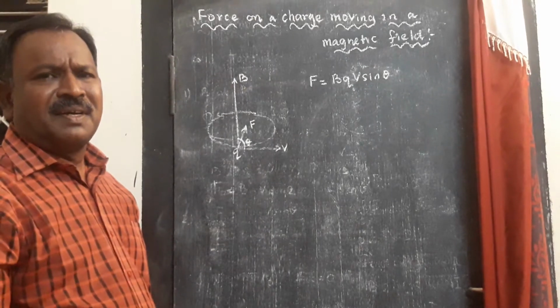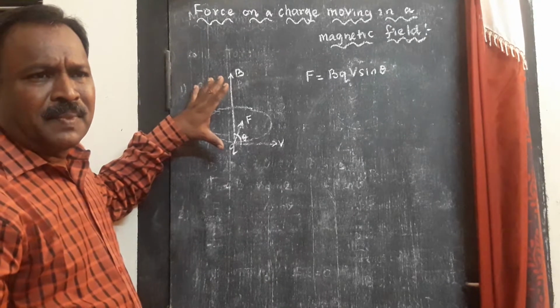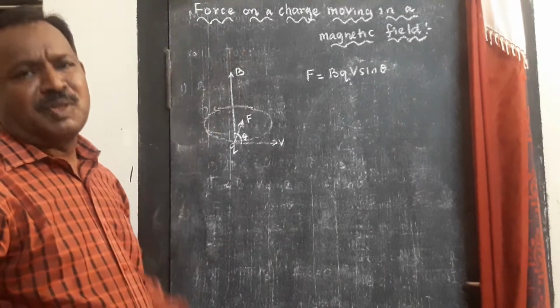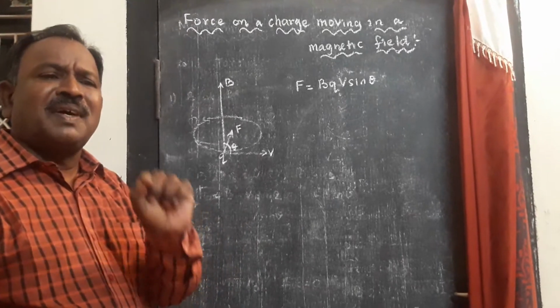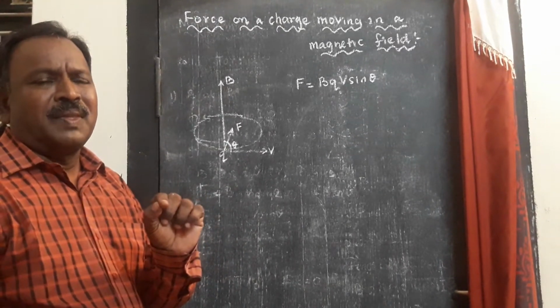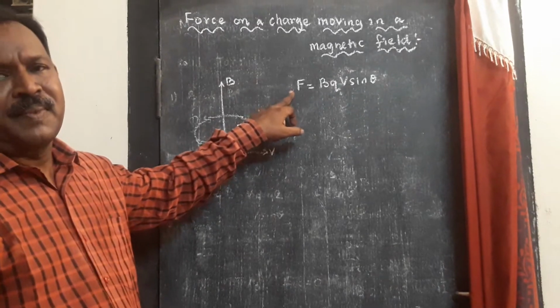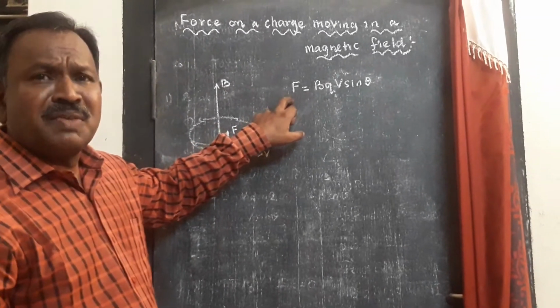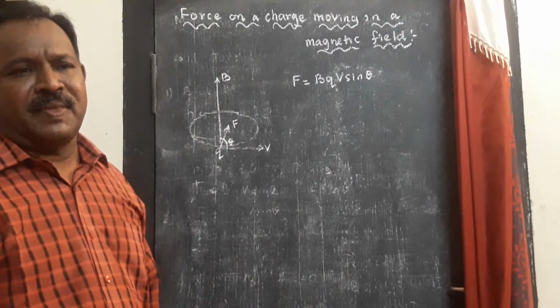Students, we have seen that when a charge moves in a magnetic field, it will have circular motion. The necessary centripetal force for this charged particle is provided by the magnetic Lorentz force. Magnetic Lorentz force is given by F = BQV sin θ.